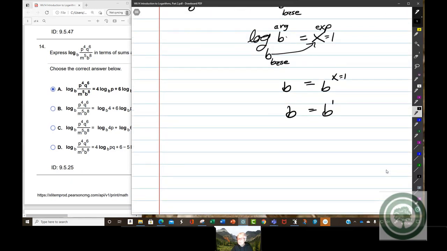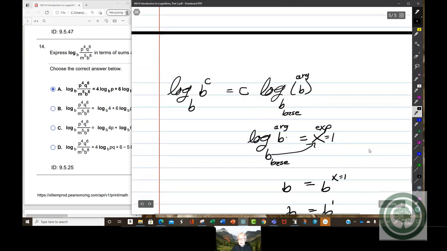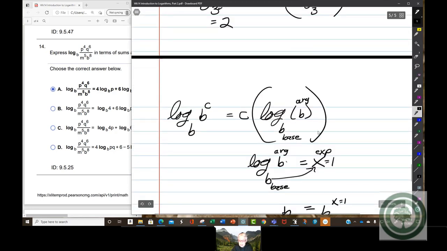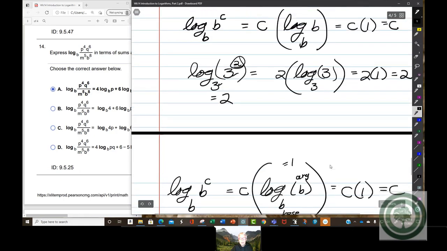That's a better proof. So, since x equals 1, we have just shown that log base b of b equals 1. So you'll have c times 1, which is c. Or you can just believe it. Those are the two best ways I have to show it to you.